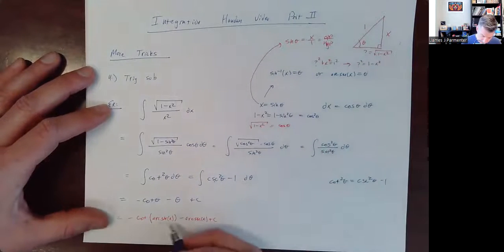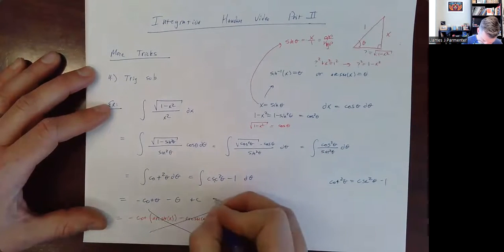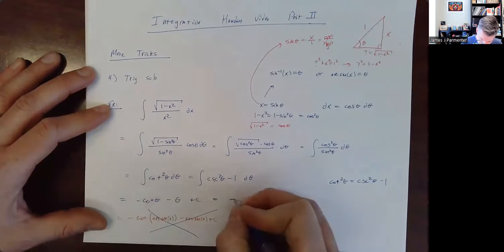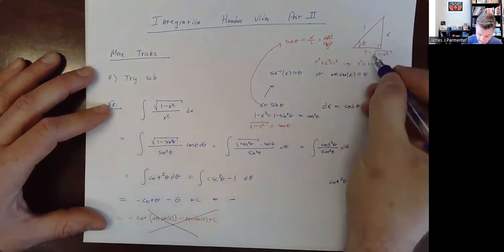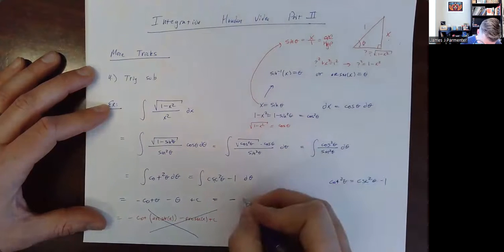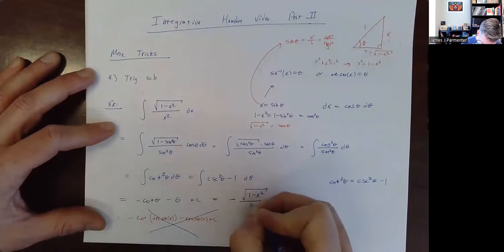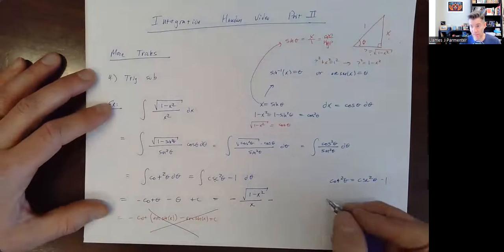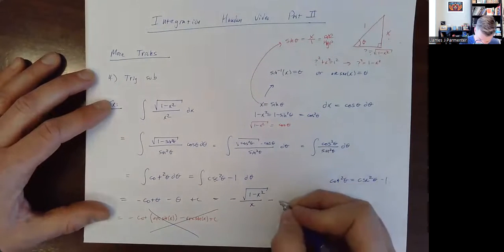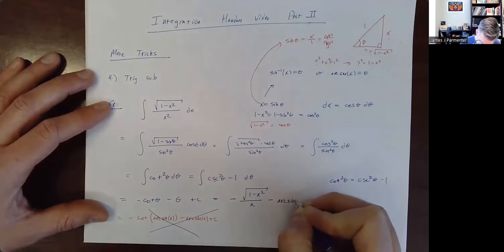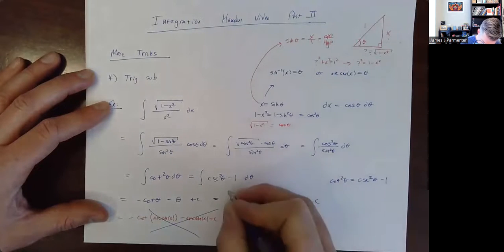So the better way to do this is to say that our answer is, well, cotangent of theta, we just said, is adjacent over opposite. So it's going to be negative square root of 1 minus x squared over x. Theta still is the arcsine of x. If you just have a theta, you are forced to use the inverse trig function, plus C.